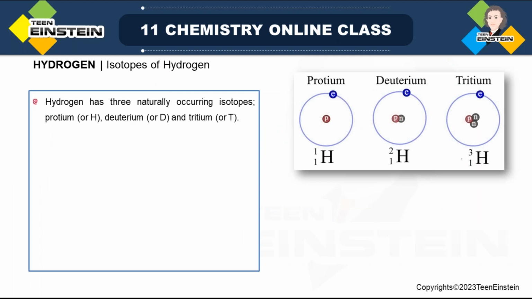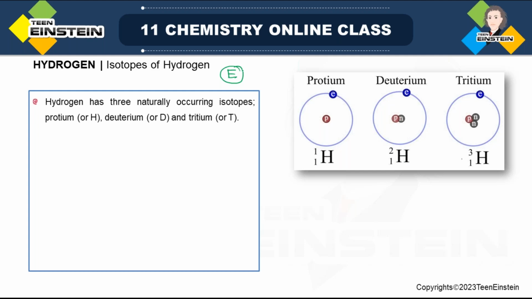Isotopes of hydrogen. So what is the definition of isotope? What do we mean by isotope? Suppose an element E has 2 isotopes or 3 isotopes or 4 isotopes. What I actually mean by that is that they will have the same atomic number. When I say the same atomic number, that is the proton number is the same, and obviously the electron numbers are also the same, because these two are always the same.